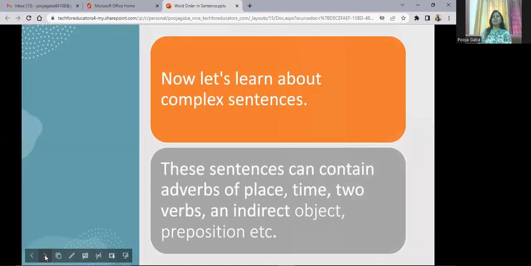Now let us learn about complex sentences. Other than subject, verb and object, we have certain other things also which we can use in our sentence, like adverbs. Adverbs also can be of place or time. We can have two verbs. We can also have an indirect object or prepositions, etc. So let us understand how to place these.